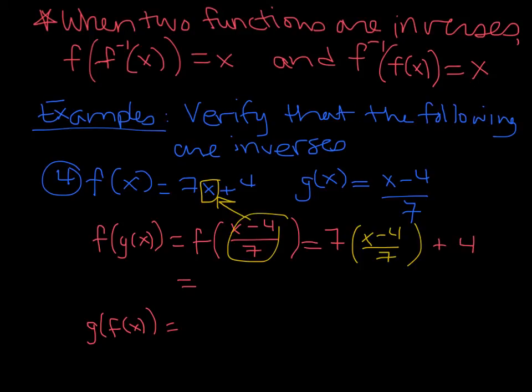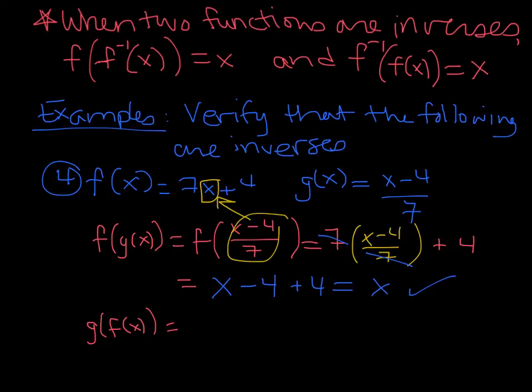So for this next part, there's several ways to do it. In my opinion, the easiest way to deal with this problem is to cancel out your 7s, and you're just left with x minus 4 plus 4, which gives you x. So we're halfway there. We know that we got x for the first one. We are hoping that now we get x for the second one.